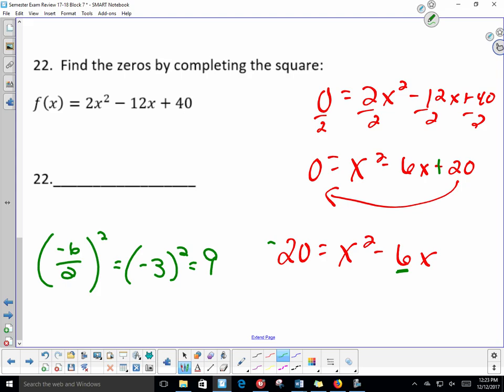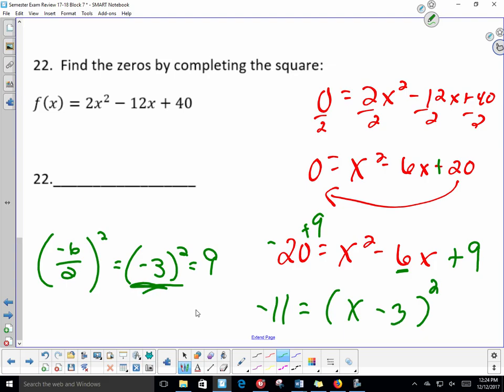So what do I do with that 9? You take the 9 and you plug it in the right side, so you do plus 9. And if I add 9 to the right side, I have to add 9 to the other side. So it becomes negative 11. And then this I'm going to write as x minus 3 squared. That negative 3 is this number that I got here. Does that make sense?